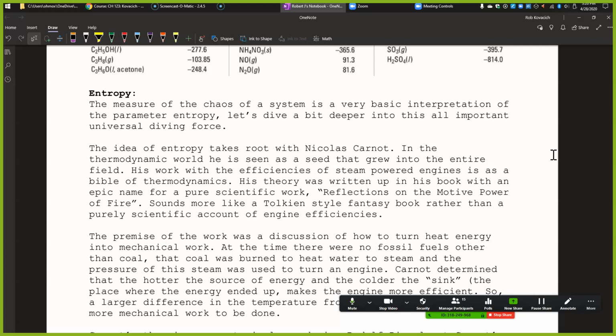The very first word on it, and up to this point, there's still stuff in it that people use. It's got a great name too, Reflections on the Motive Power of Fire. He's talking about how you can make an engine, specifically a steam engine, more efficient.